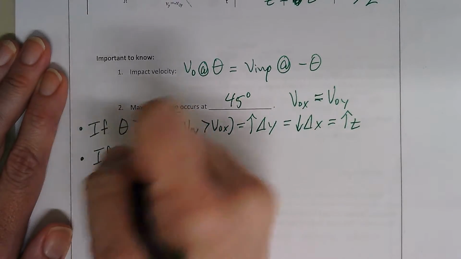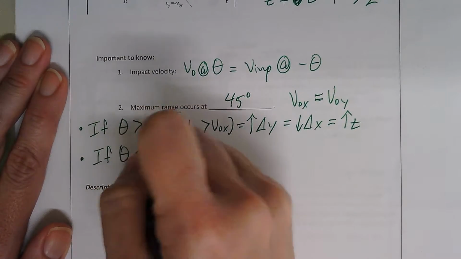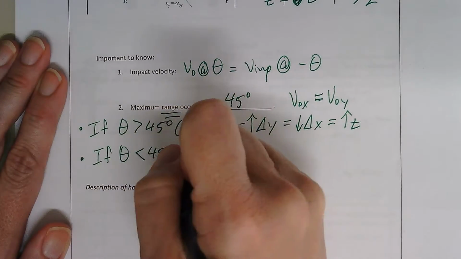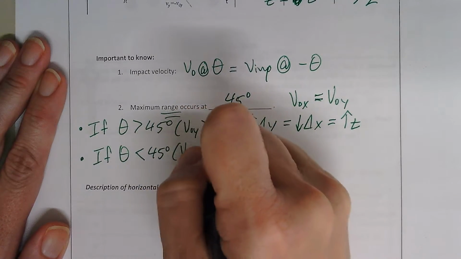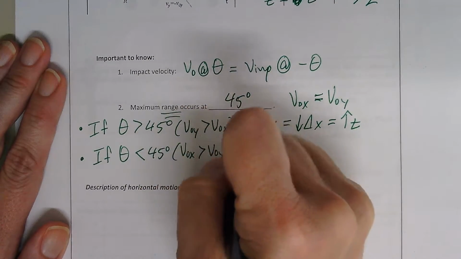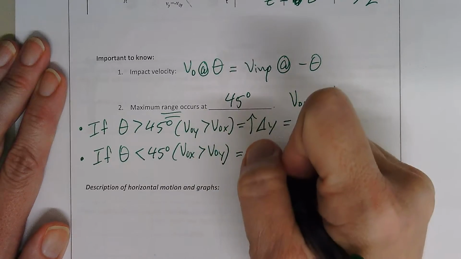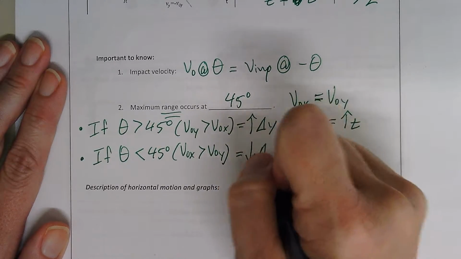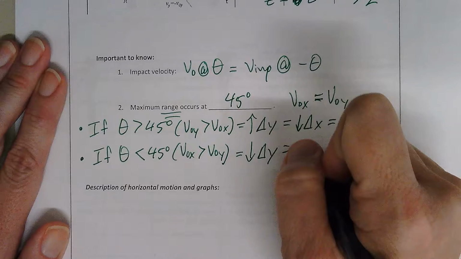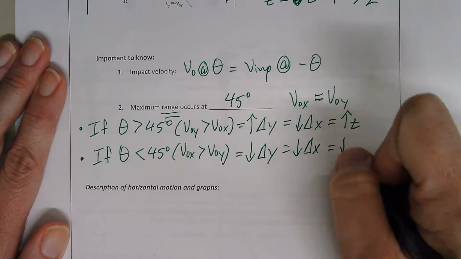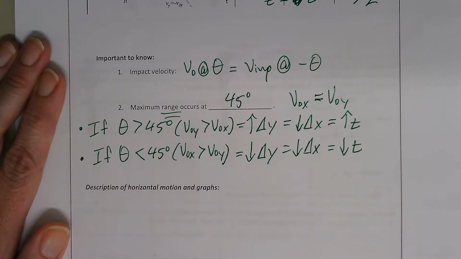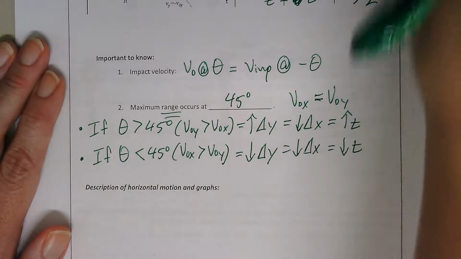If your angle is less than 45 degrees, then your v initial in the x is greater than your v initial in the y, and that will result in less height, less range, and less time in flight. Okay?